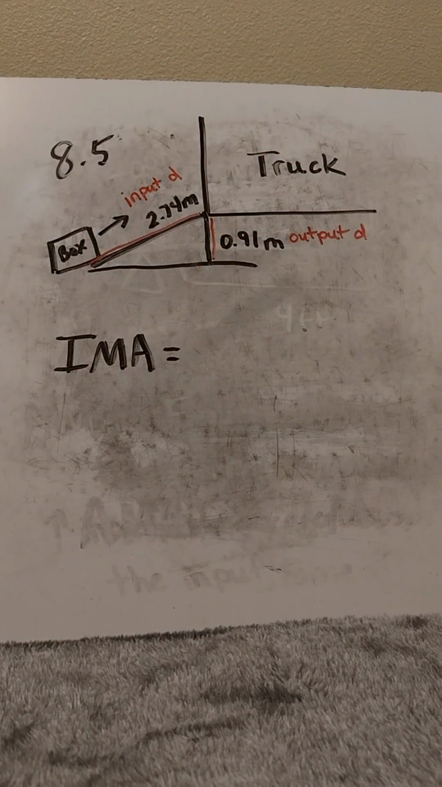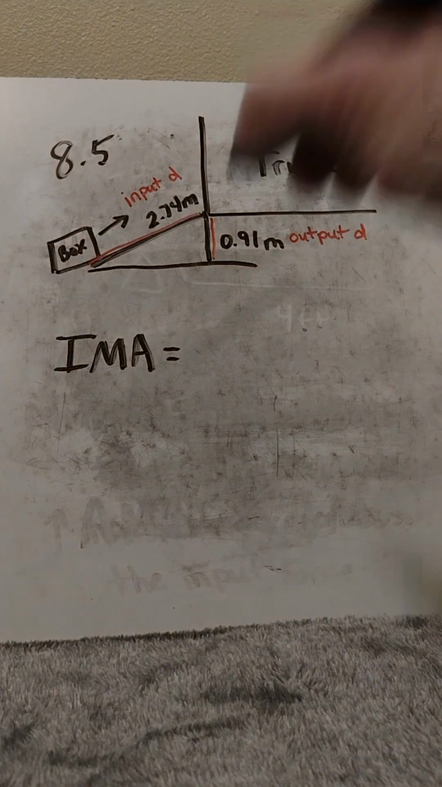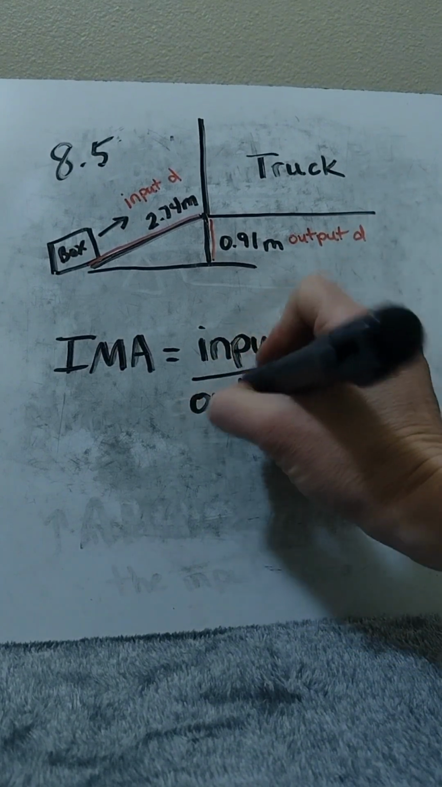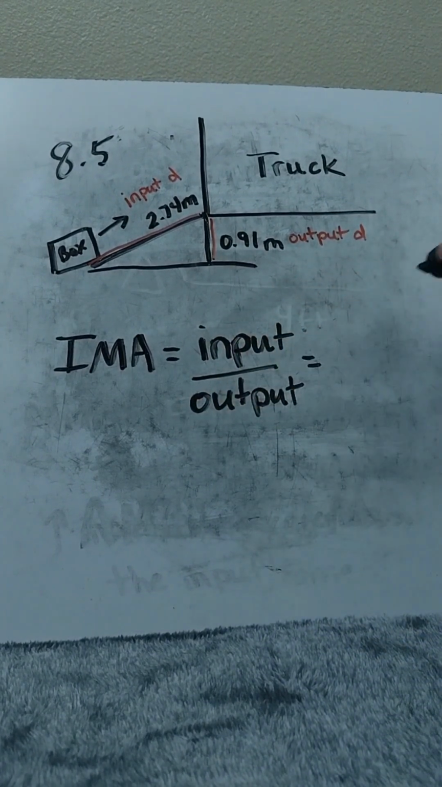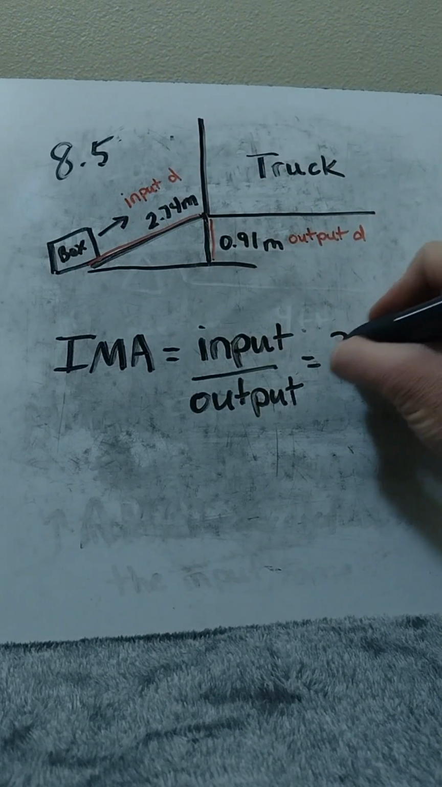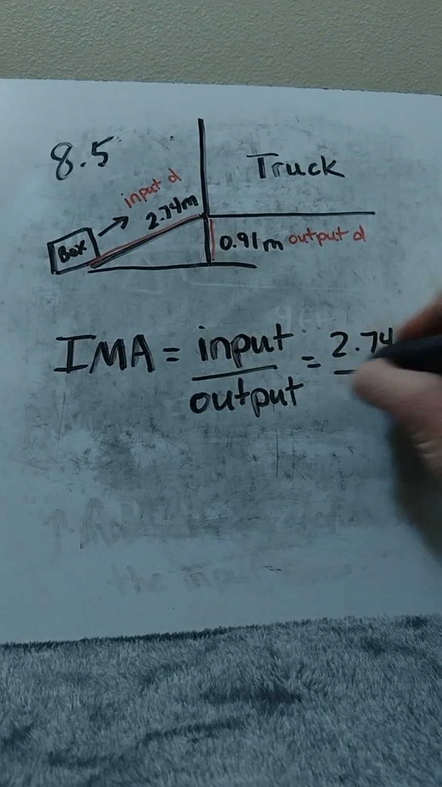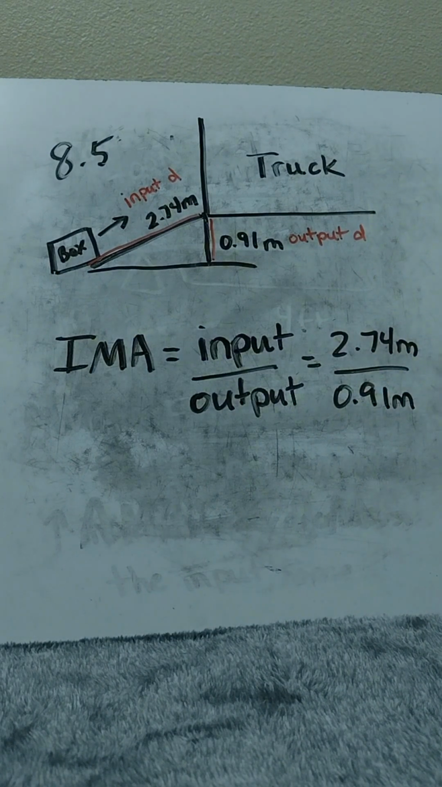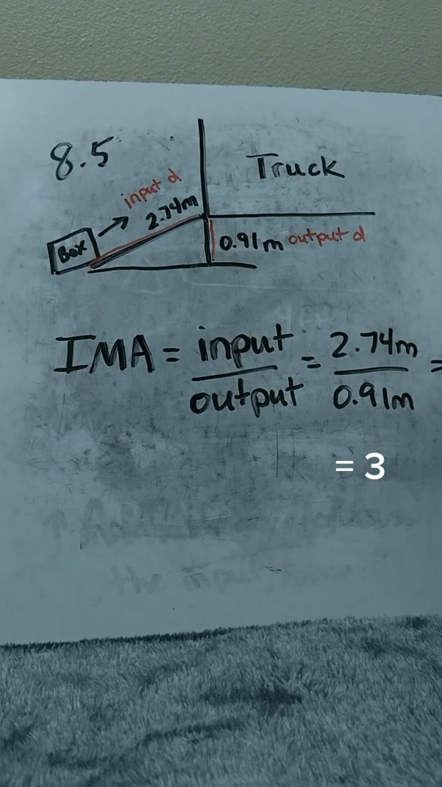This problem gives me distances, so I'm going to use the ideal mechanical advantage. Do you remember if it's out over in or in over out? Remember, it starts with an I, so we're going to do the input distance first over the output distance. So the input distance would be 2.74 meters divided by 0.91 meters, which gives you 3. And I'm crossing off my units because they cancel out. So I just get a 3.